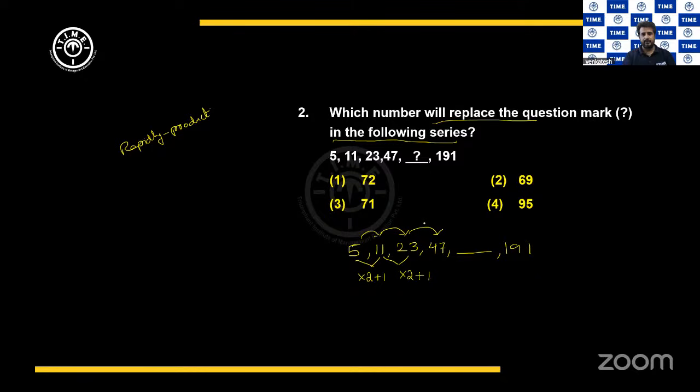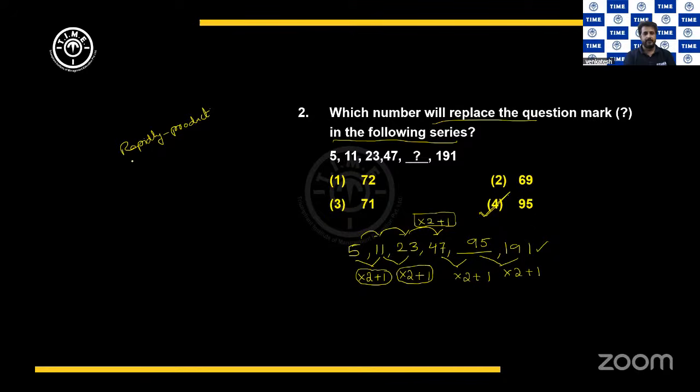23 into 2 is 46, plus 1 is 47. Now if you observe, the pattern is clearly visible. Into 2 plus 1, into 2 plus 1. So from one number to the next number, we are applying the same logic, that is into 2 plus 1. So 47 into 2 is 94, plus 1 is 95. Choice 4 is the required answer. If you want, after placing 95 here, you can verify it. Into 2 plus 1: 95 into 2 is 190, plus 1 is 191. Perfectly matching. So choice 4 is your answer.